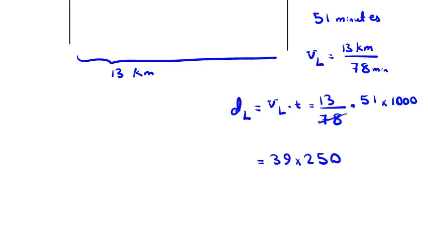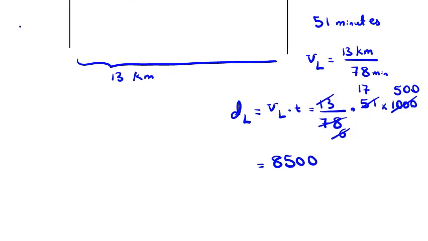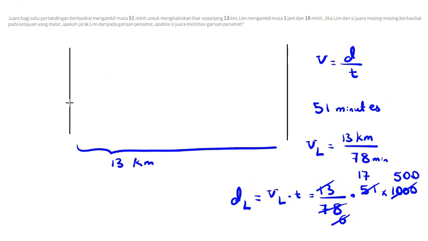Here we can say it is 6 times 13. If you divide by 3, it will be 17. If you divide by 2, it will be 500. So if we calculate these two things, 5 times 17 is 85. So it will be 8,500 meters. Now we calculate the distance from the starting line and the distance from the finishing line.